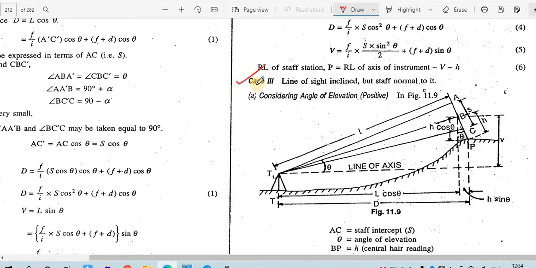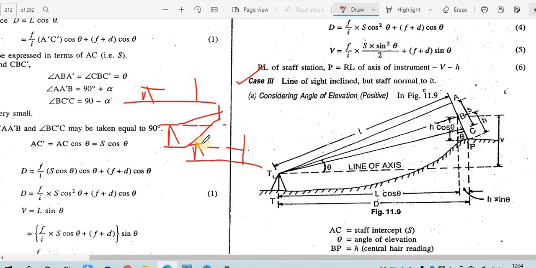As I've told you, there are three cases in the fixed hair method. One is when the staff is kept vertical and the line of sight is perfectly horizontal. This is the first case. The second case is when the points are at a certain height, so it is in elevation and the staff has been held vertical. This is case 2.